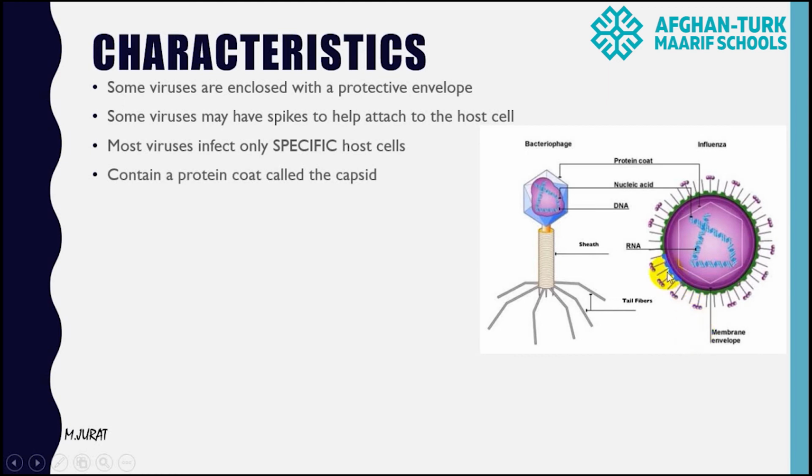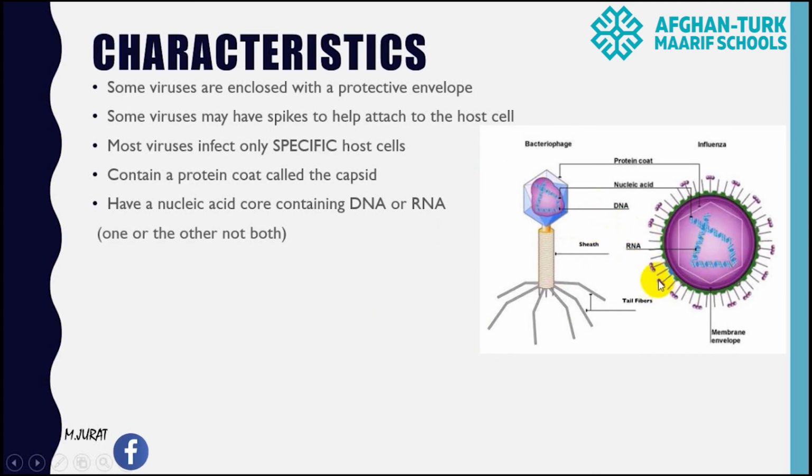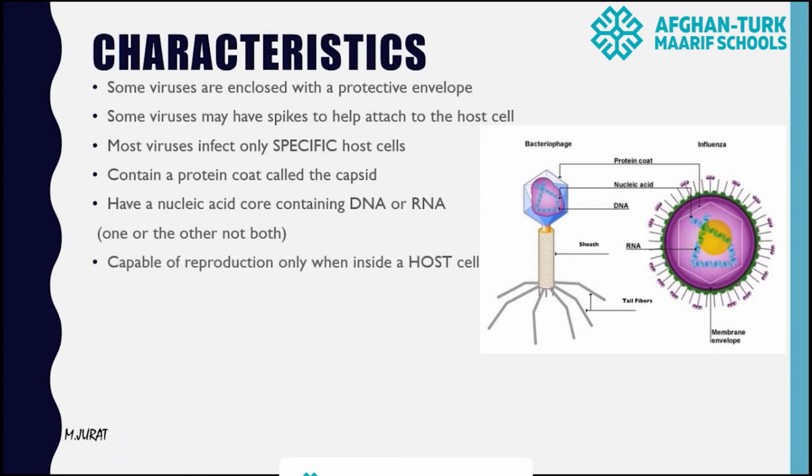The other thing we have to know about virus structure is that they might have a protein cover or protein coat, as you can see over there, which is called the capsid. The next thing they have is a nucleic acid core. Nucleic acid is DNA or RNA, and the only structure inside a virus is either DNA or RNA. It means they have a core containing nucleic acid, and it can be DNA or RNA. They cannot possess both, only one of them. And a virus is only capable of reproduction, making copies of itself, inside a host cell. If there is no host cell, they cannot make copies of themselves.